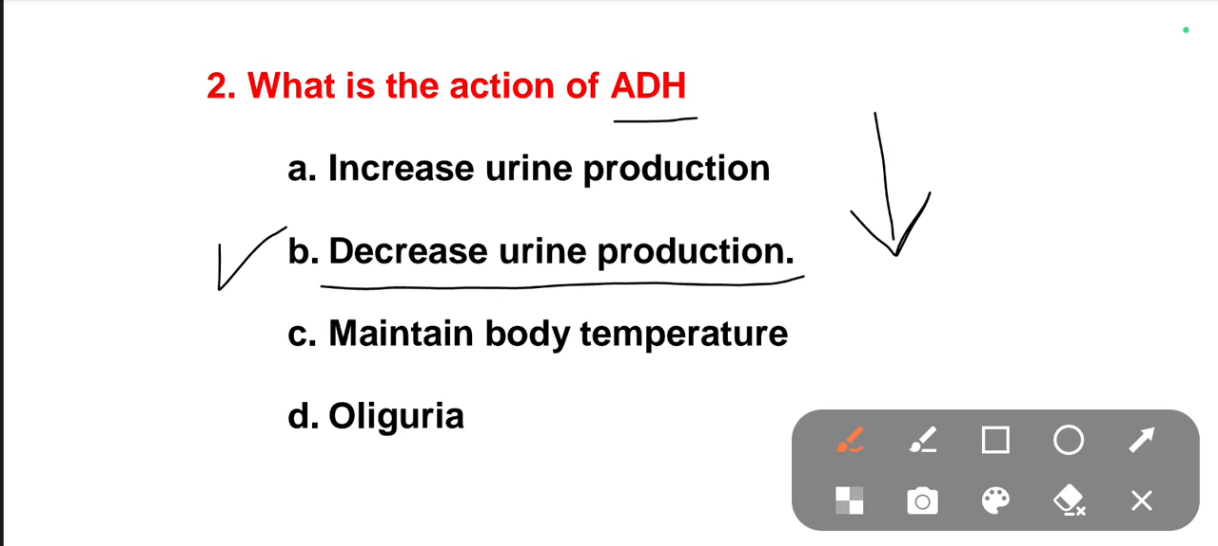Anti is against. Diuretic is nothing but to produce the urine. Hormone is nothing but hormone. So antidiuretic hormone is working to decrease the urine production.